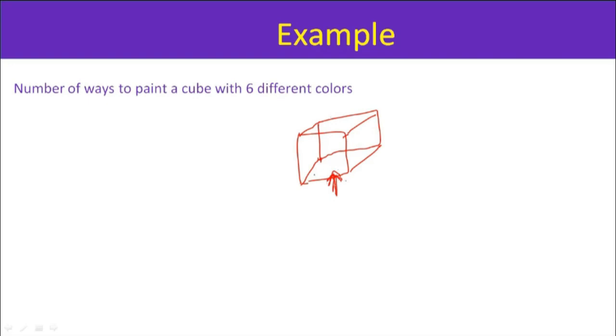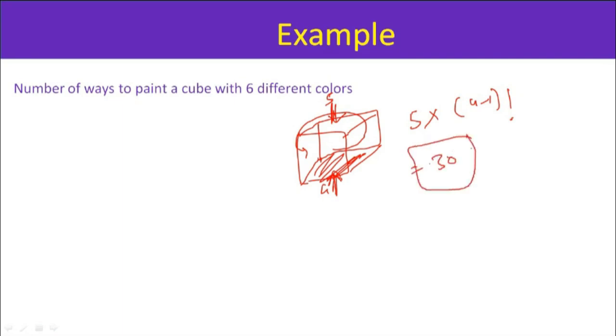Good. So you're saying I'll just paint this with whatever color. Does not matter. The first can be painted any color on any face, and the opposite can be painted in 5 ways with any of the remaining 5 colors. Correct. Good. Now the remaining 4 faces can be painted with the remaining 4 colors in (4 minus 1) factorial ways, as it is a circular permutation. Okay. Good. Awesome. 5 into... Yes, 30. Absolutely correct.